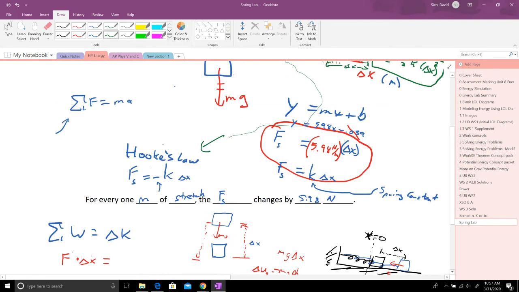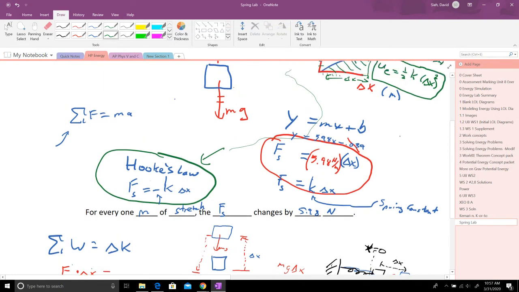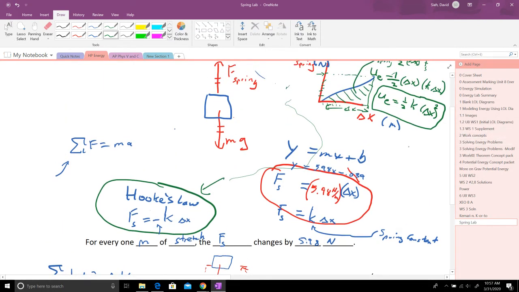Hooke's law, the equation for how hard a spring is pulling as you stretch it, and the formula for the elastic potential energy, the energy stored up in a spring. All right, so that's two formulas out of this lab. What a deal. A few more comments I should probably make.